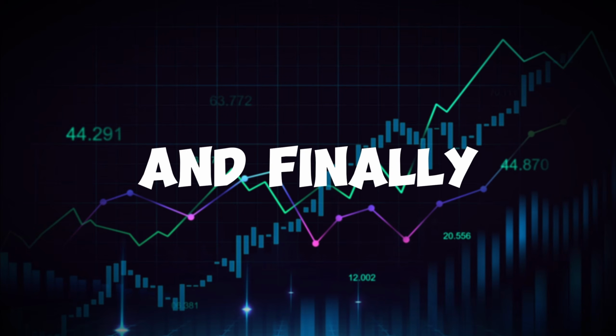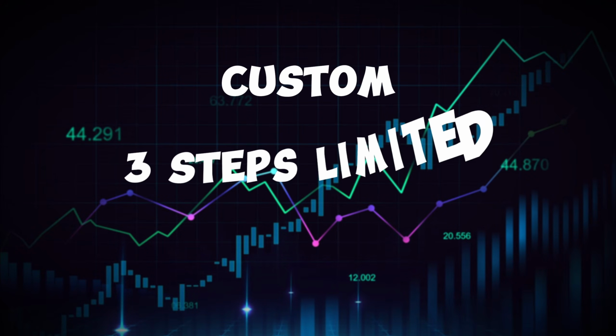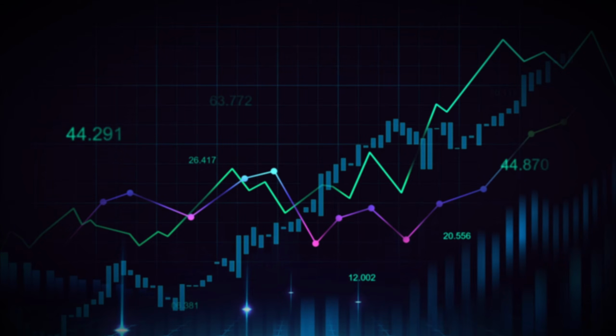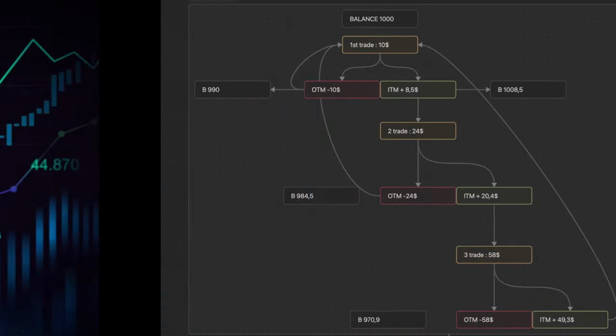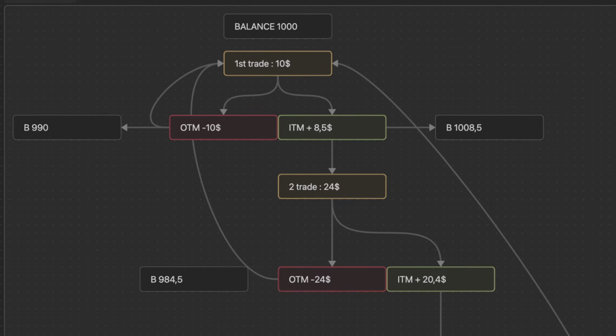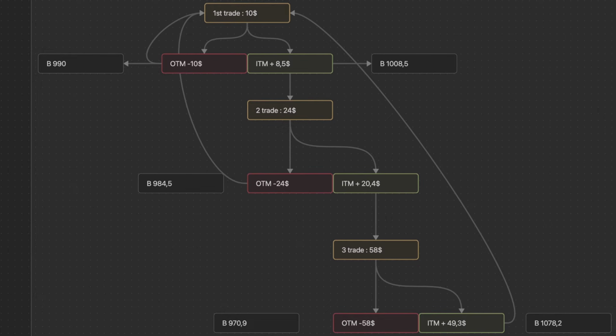And finally, custom 3 steps limited anti-Martingale, or just triplets. This method is completely different from Martingale because we increase our trade amount when we win, not when we lose. And after the 3rd trade, we go back to the trade amount that we have begun with, regardless of the trade's result. Let me show you the math.